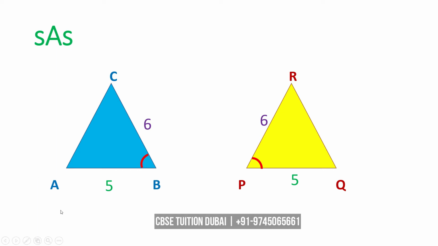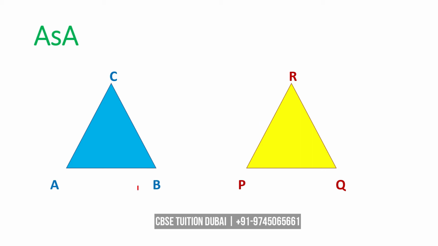Now we have a side-angle-side pattern. There is a side here, an angle in between, and a side here. The same pattern is here. So we can say that this belongs to the SAS criteria. The two triangles are congruent, so their corresponding parts will be equal. The corresponding parts are angle C and angle R are equal, AC is equal to RQ, and angle A is equal to angle Q.